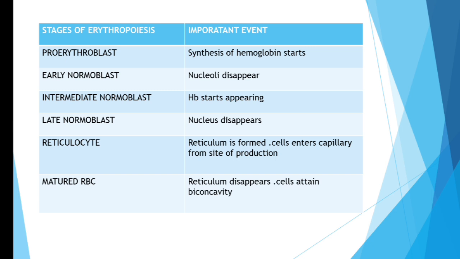The stages of erythroblast we have discussed. There are some important events: during the first stage, synthesis of hemoglobin starts, then nucleoli disappear, then HB starts appearing, then the nucleus disappears, then the reticulum is formed, and then the cell enters the capillary from the site of production. Then the cell attains biconcavity.